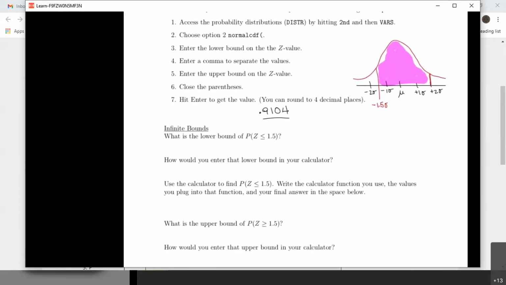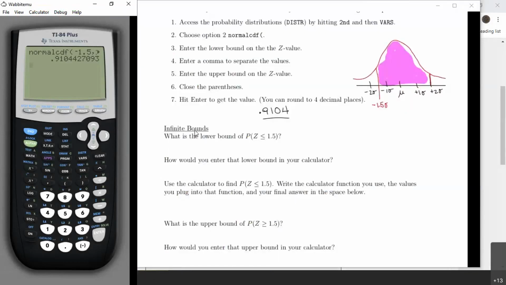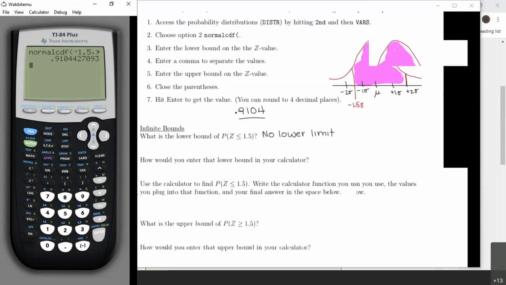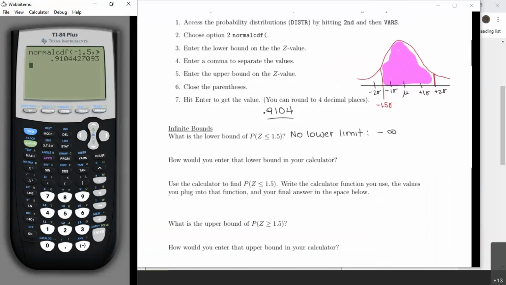Now, if you're doing the TI, there's an extra little wrinkle that you have to worry about. And that's when you have infinite bounds. For example, if you wanted to know what's the probability that a z-score is less than 1.5, notice there's no lower limit on this. So basically you're saying go all the way out to negative infinity. You have to fake the TI out in order to do that.